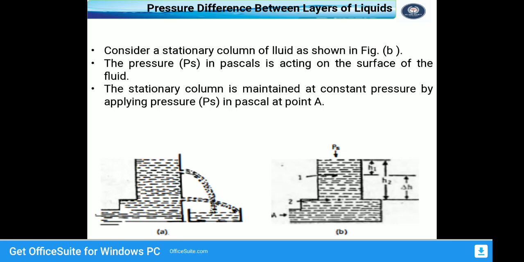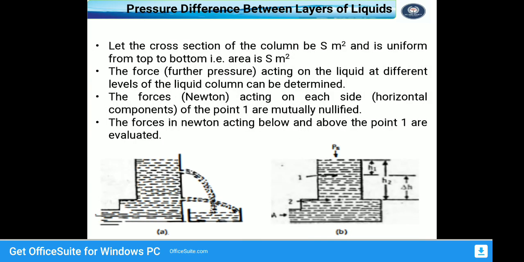Then consider a stationary column of a liquid as shown in figure B. The pressure PS in Pascal is acting on the surface of the fluid. The stationary column is maintained at constant pressure by applying pressure PS in Pascal at a point A. Now let us consider the cross section of the column B as S meter square, which is uniform from top to bottom.